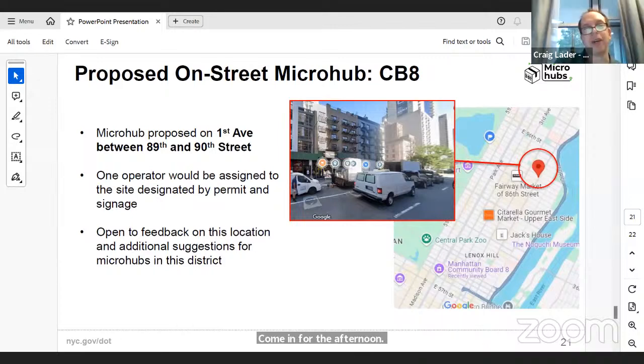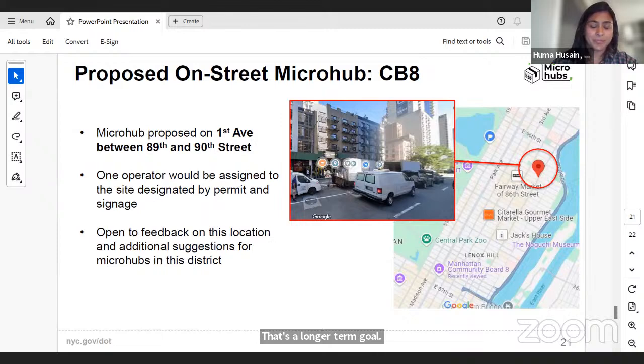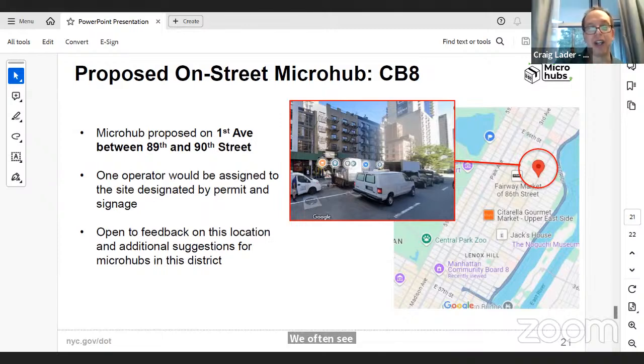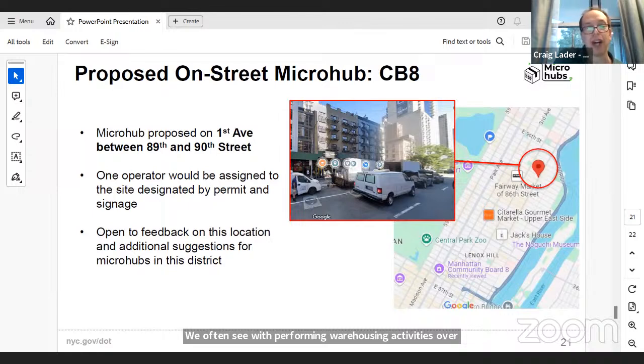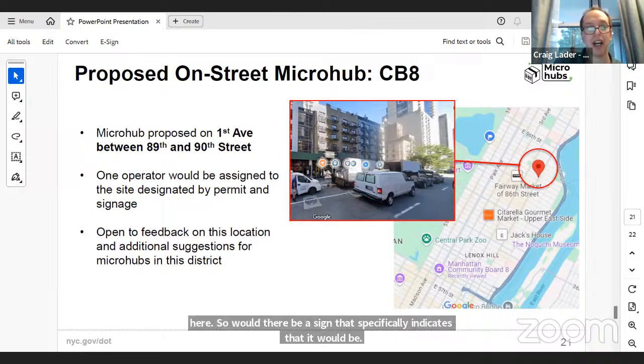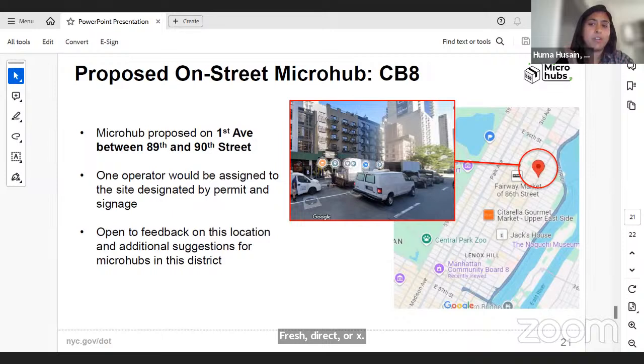All right. So in theory, and I'm just putting a company out there, let's say Fresh Direct, for example, who we often see performing warehousing activities over here. Would there be a sign that specifically indicates that it would be Fresh Direct or X company? Yep. It would say micro hub zone.